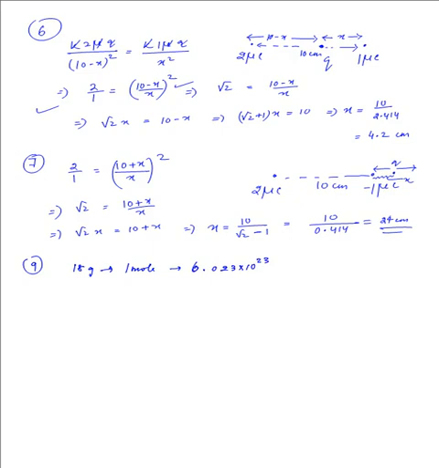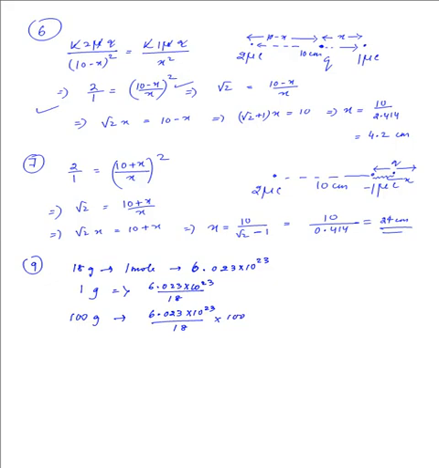Now, 18 grams of water contains that many molecules, so for 100 grams of water you can take the unitary method. So 18 grams, so 1 gram will carry 6.023 times 10 raised to the power 23 over 18. This will be the number of molecules present in 1 gram. So for 100 grams of water, the number of molecules is 6.023 times 10 raised to the power 23 over 18 times 100.